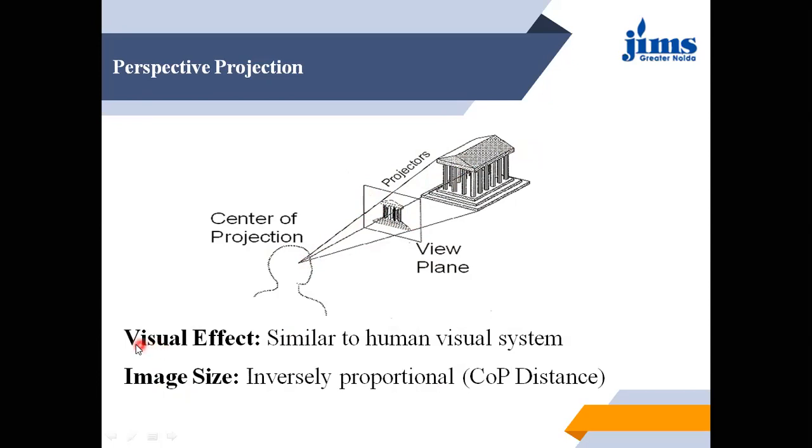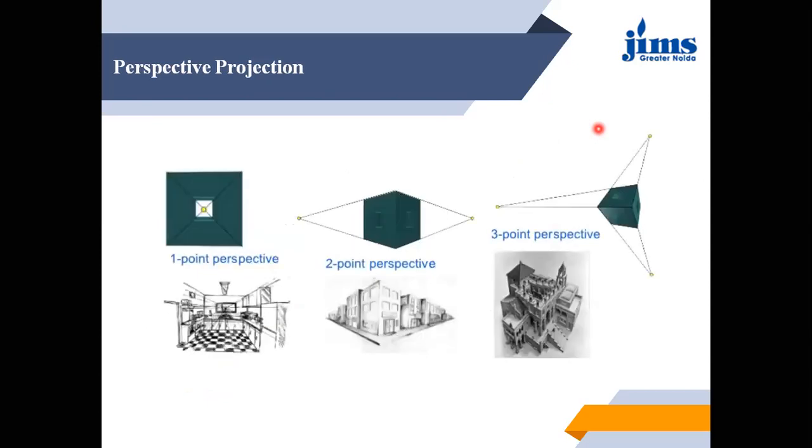So this looks like the images or the objects we are seeing in our daily life, and the size of the image is based on the distance of the COP from the object. So this is about the perspective projection. Now we will see an example of 1 point, 2 point, and 3 point perspective.